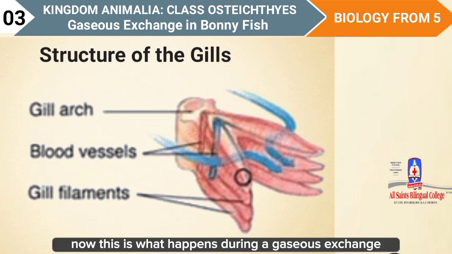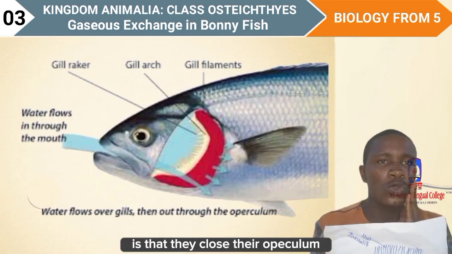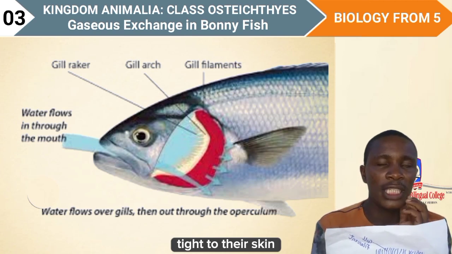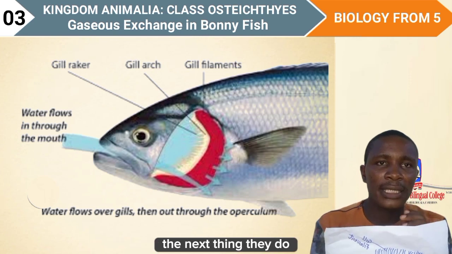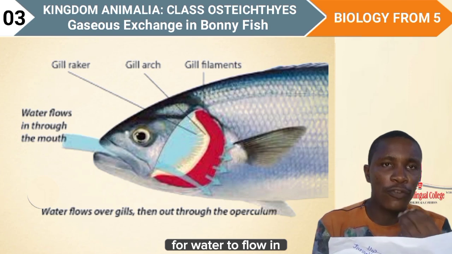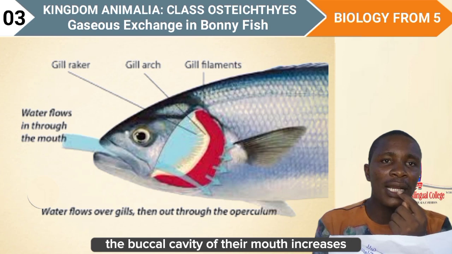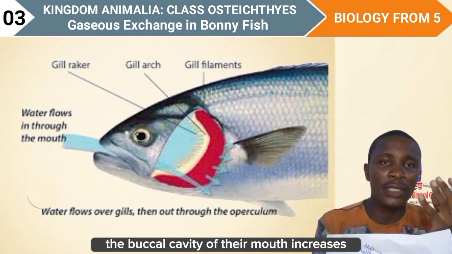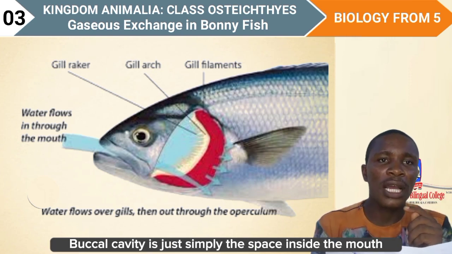Now, this is what happens during gaseous exchange in bony fishes. The first thing they do inside the water is close their operculum tight to their skin. Then, the next thing they do is open their mouth for water to flow in. When they open their mouth, the buccal cavity increases while the pressure inside their mouth drops. Buccal cavity is simply the space inside the mouth.